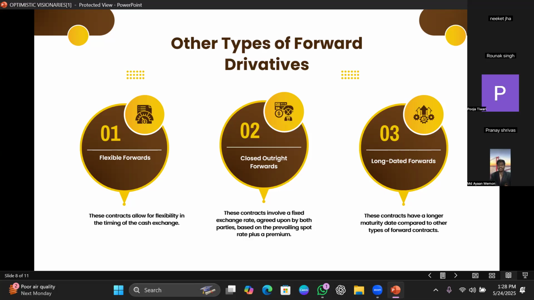These contracts last longer than usual, often more than a year. Say, a construction firm has a project finishing in 18 months and wants to secure the exchange rate for future payments. Each type helps depending on how certain you are about your payment dates and how far in the future your transaction happens.